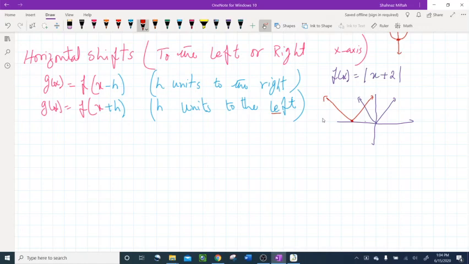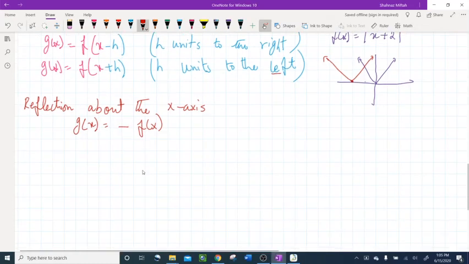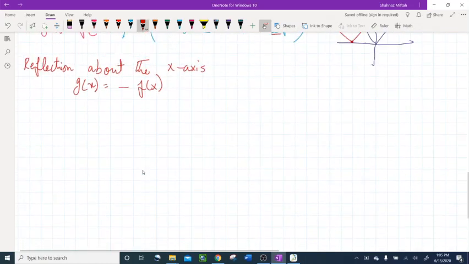Okay, let's talk about reflection about the x-axis. Okay, if I have a graph of, the graph of g of x is equal negative f of x, for example, then it's reflecting about the x-axis. When you have this negative in the beginning of the function, it means it's reflecting about the x-axis, okay?